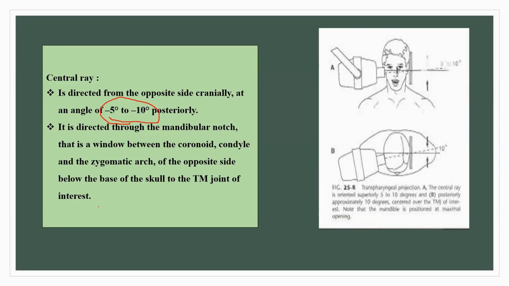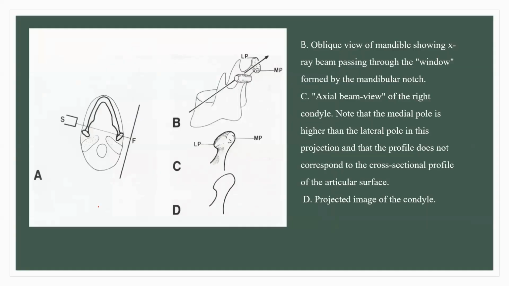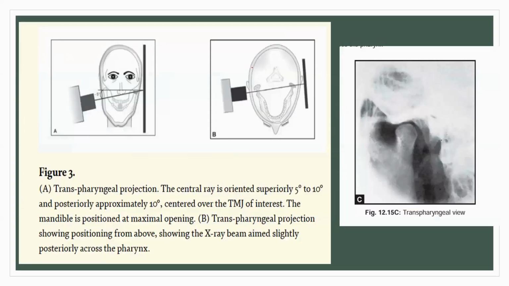We are going to direct the central ray through the mandibular notch. So you can see over here in this picture, the central ray will be passing through the mandibular notch to the condyle of interest. So that is how the central ray is going to pass. This is again one more picture that is showing what we have told. This is how the cassette will be placed, and the central ray will be passing through the mandibular notch of the opposite side at an angulation of -5 to -10 degree, where we get to see your condyle like this. You can see over here, the condyle will be visualized like this.